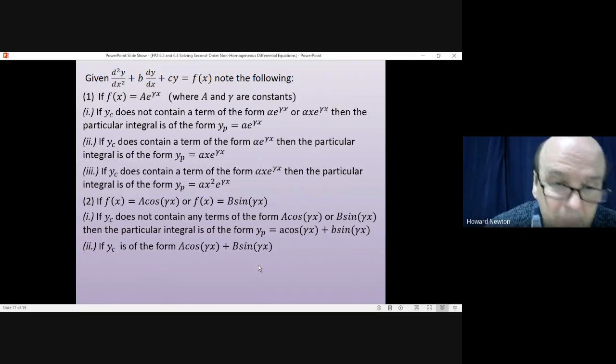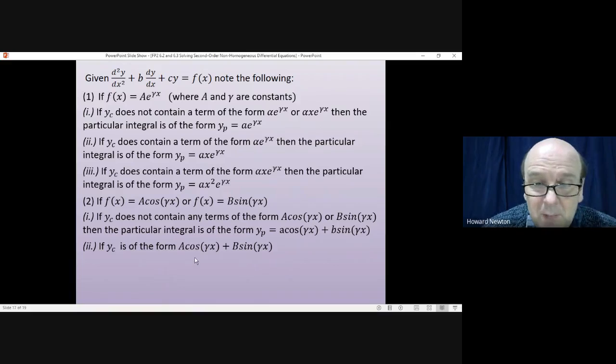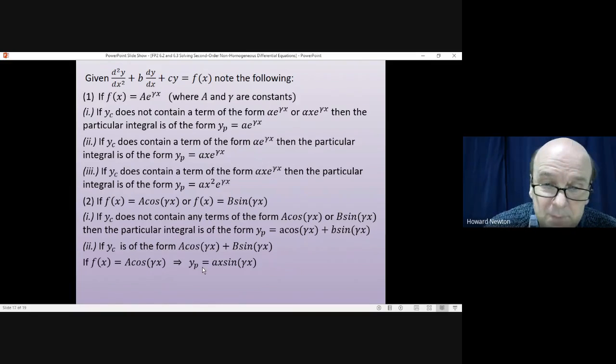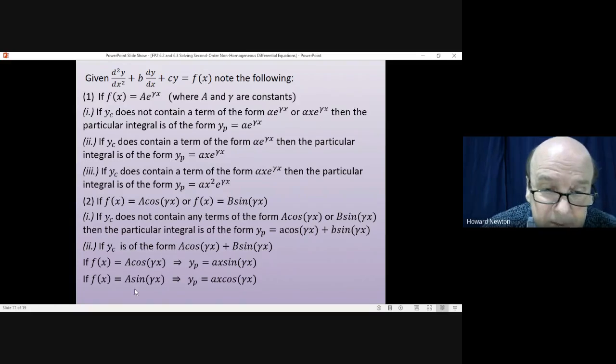However, if yc is of the form a cos lambda x plus b sine lambda x, there are two possibilities. First of all, if the function on the right-hand side is a cos lambda x, then the particular integral will be yp equals a x times b sine lambda x. And the other way around, if you have a sine lambda x for the function on the right-hand side, then the particular integral will be a x cos lambda x.